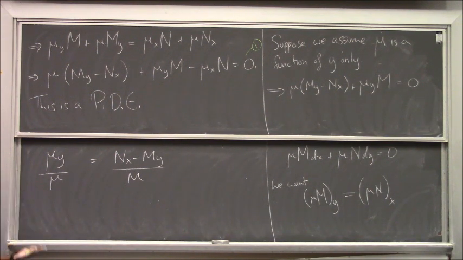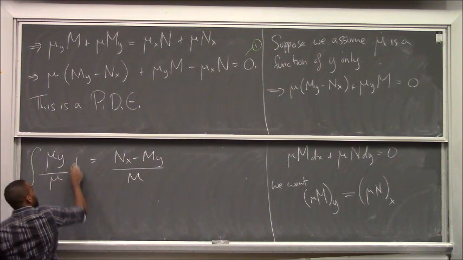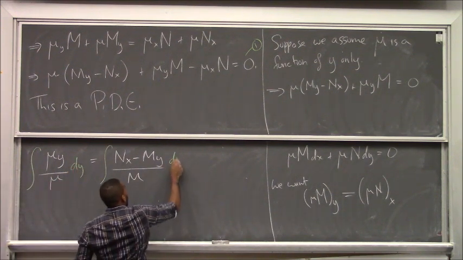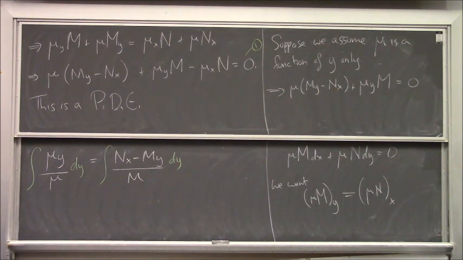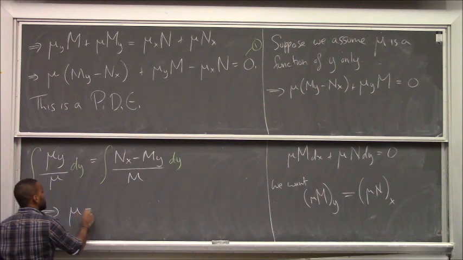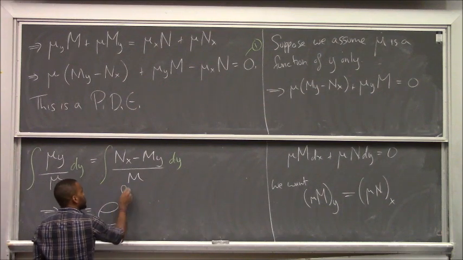Now, I'm pretending this is a function of y. It's pretty much like an ordinary derivative as far as I'm concerned. I can integrate both sides with respect to y. So, of course, the usual story is going to play here. Integrate this with respect to y, integrate that with respect to y, and ultimately you are going to get that your mu is equal to e to the integral of this guy.